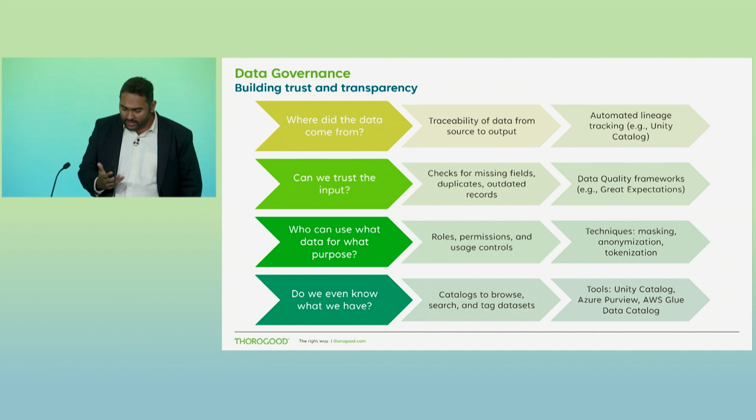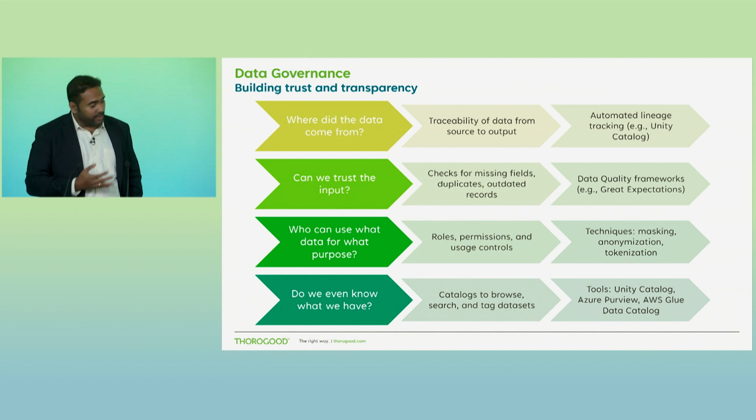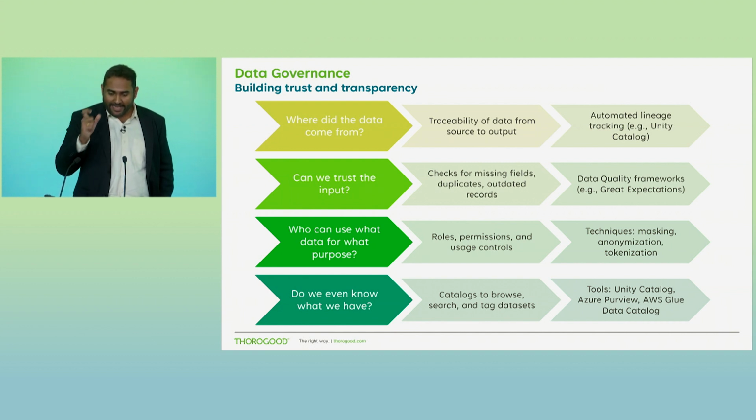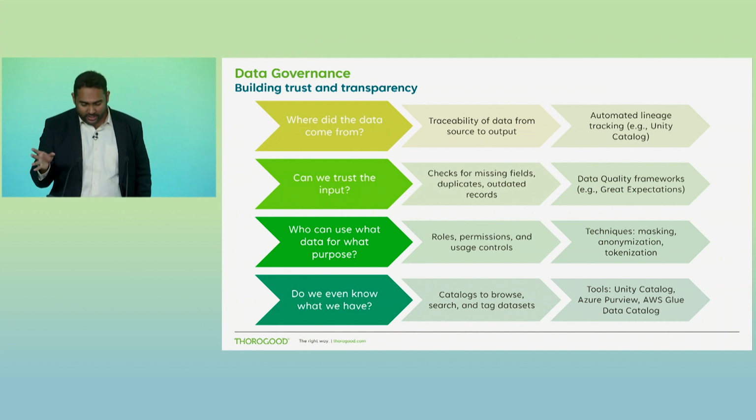This is where data catalogs like Unity Catalog, Azure Purview, and AWS Glue Data Catalog make things much easier. They let us browse, search, and tag datasets across the organization with ownership, description, usage metrics, and lineage all in one place. This makes it easier to collaborate and use trusted data consistently.